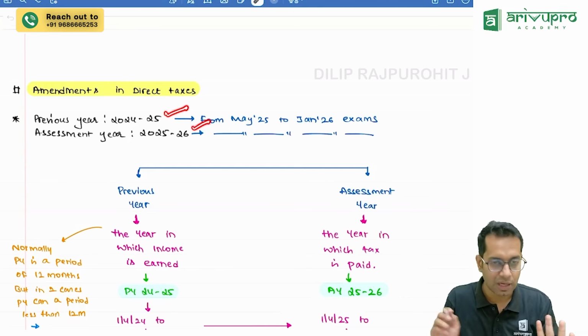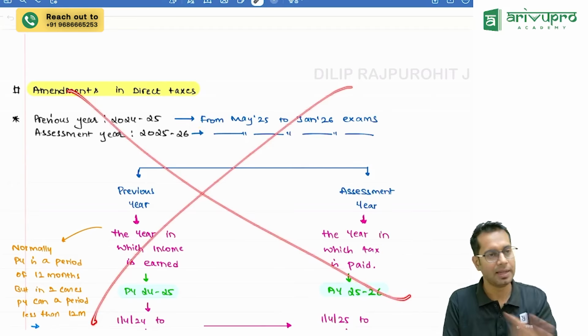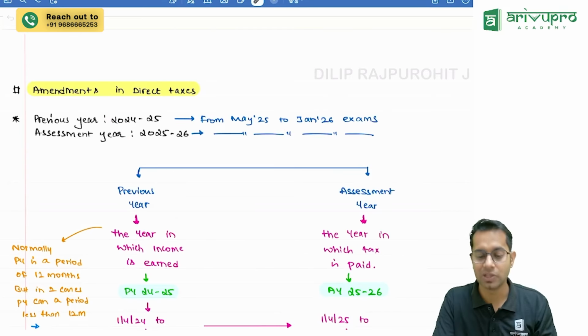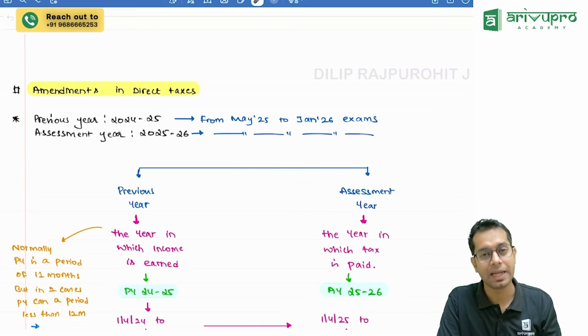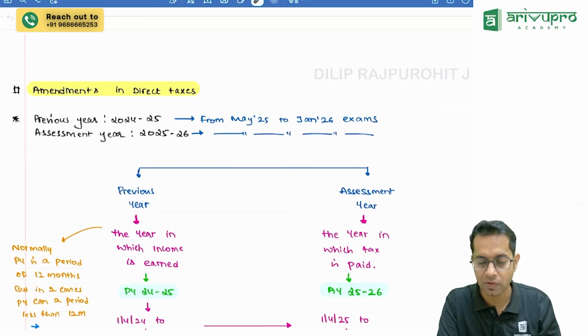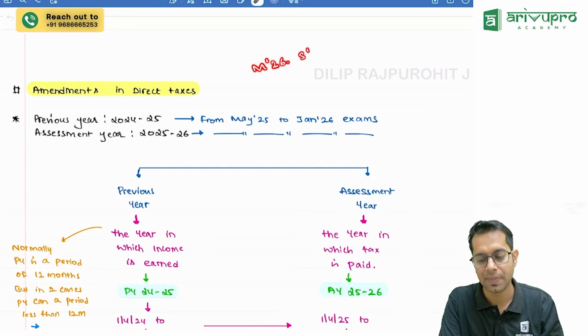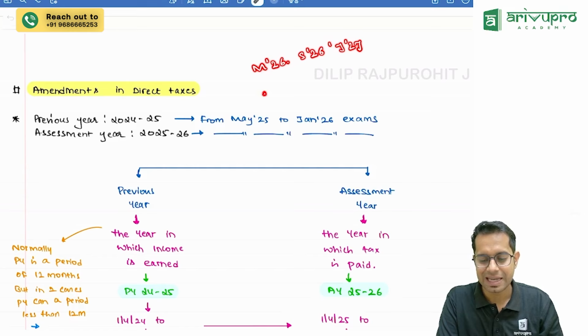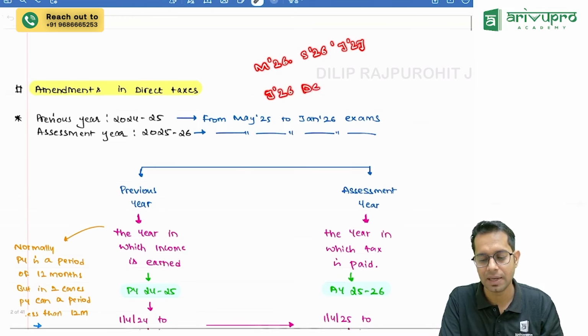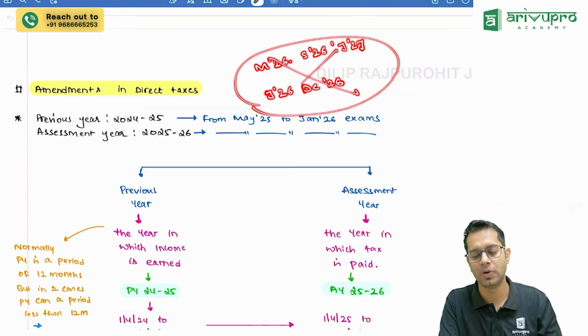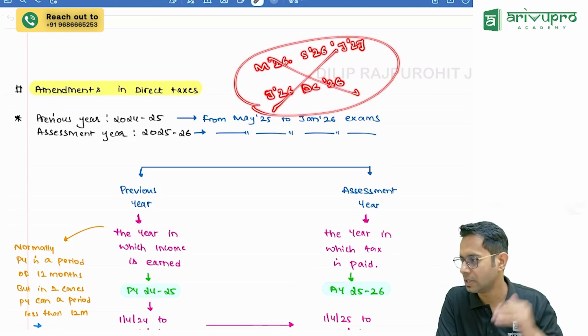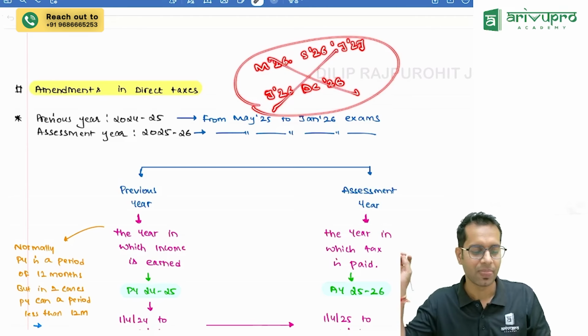Now, please note, the entire marathon as well as this amendment is not applicable for those who are going to write examination from next year onwards. If you are a CA student writing examination in May 26, September 26 or January 27, this is not applicable for you. And if you are a CS and CMA student writing examination in June 26 and December 26, this is not applicable to you. You don't have to watch this video. You can stop this and go do whatever you want to do in your life.